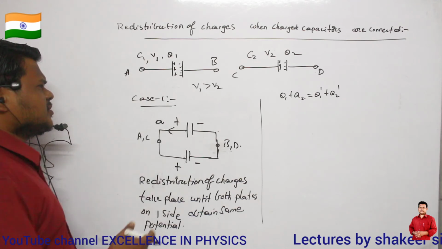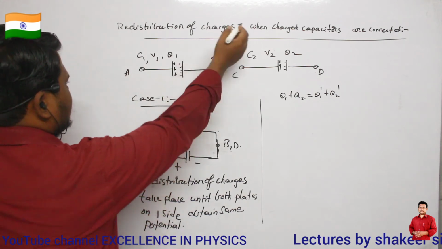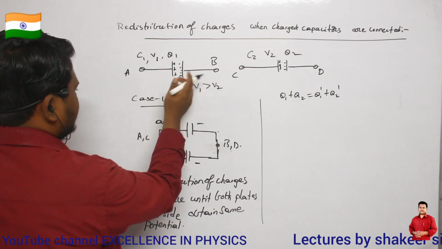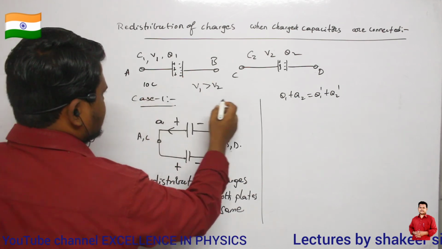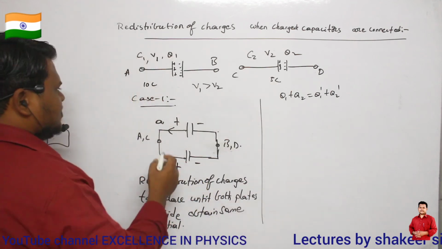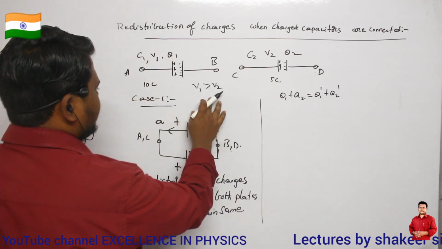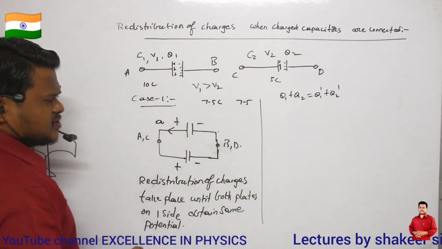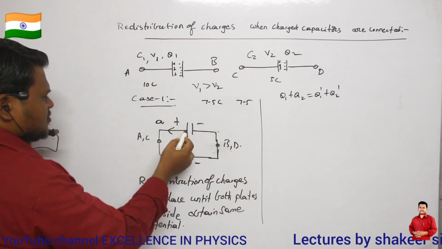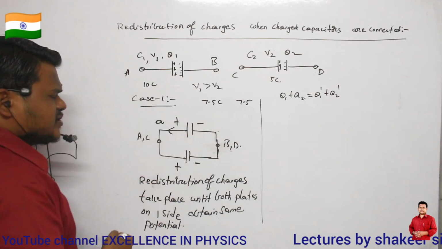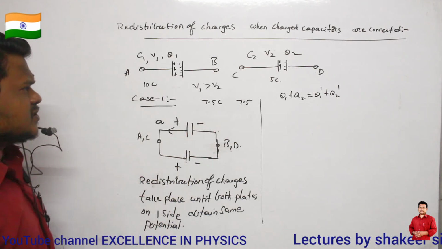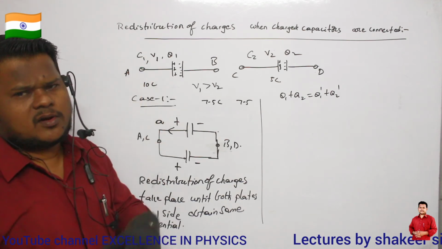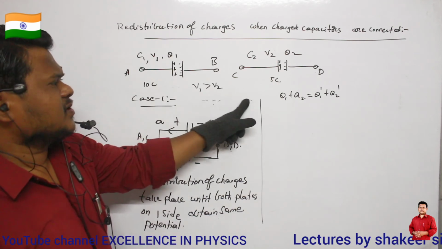What is meant by redistribution? For example, let capacitances be equal. If here I have 10 coulombs of charge and here I have 5 coulombs of charge, then 10 plus 5 is 15. So 15 by 2 is 7.5 coulombs, and here also 7.5 coulombs. So on the first plate 7.5 coulombs will be present, and on the second plate also 7.5 coulombs. This is if capacitances are equal. If capacitances are not equal, then the distribution of charges will vary.